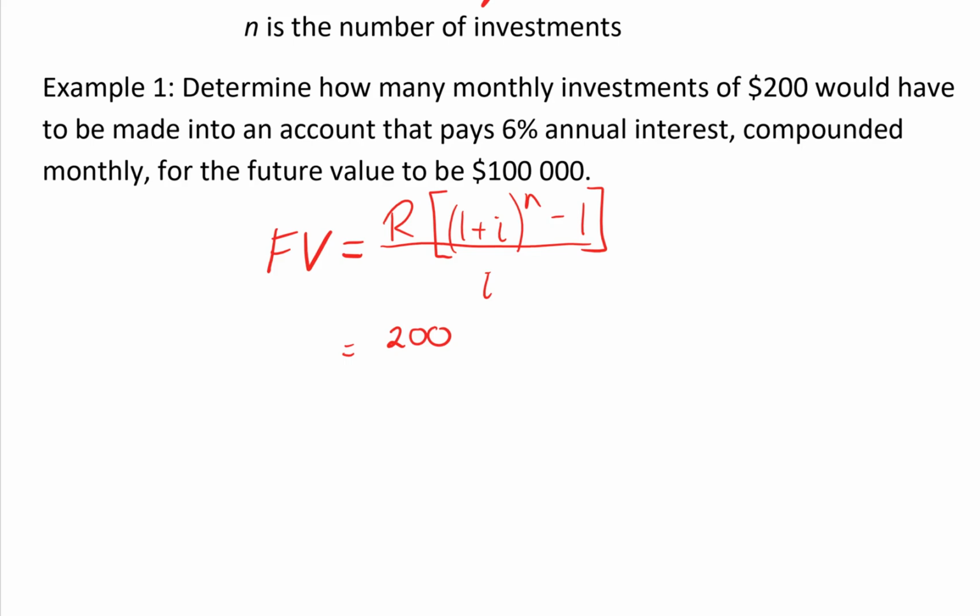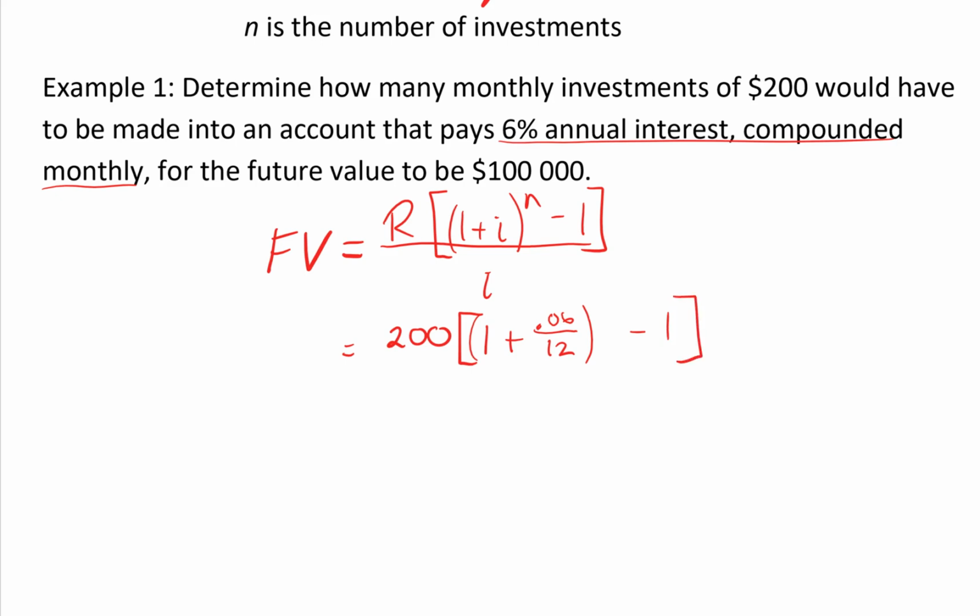Would have to be made into an account that pays 6% annual interest compounded monthly. Okay. Where does that go? Well, we have 1 plus. Now, remember I told you I was the interest divided by the compound periods. That's a bit of a trick because it doesn't tell you to do that. Okay, and N goes there.